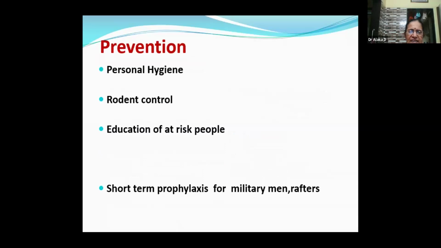And if you start getting fever, he should immediately report to the doctor. Education of at-risk patients, and short-term prophylaxis is given for milkmen and people who are rescuing others with rafts. We have to consider them also. The short-term prophylaxis is with amoxicillin for 5 days.